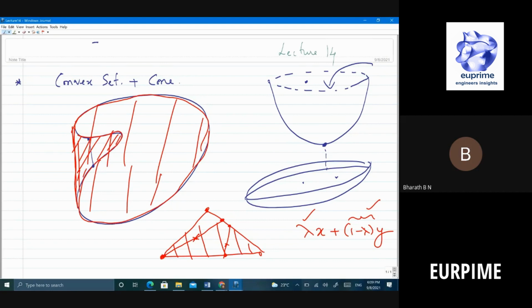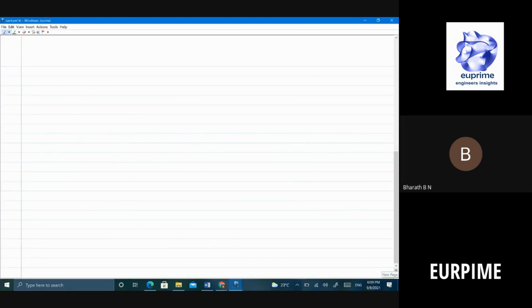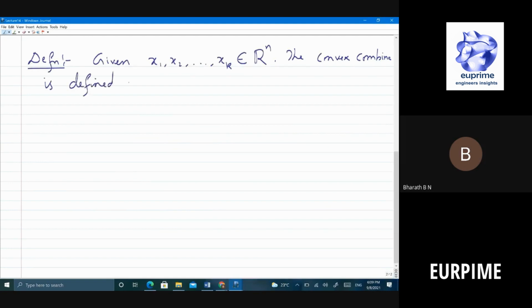Right? Let's generalize that. So how do we generalize this? So let's write this as a definition. Given x1, you give me n points, okay, instead of 2 points, you give n points in some R^n. Well, let me use k points in R^n. You are given k points in R^n. The convex combination is defined as... how do you define a convex combination? For 2 points it is lambda and 1 minus lambda. So for k points, what should I do?